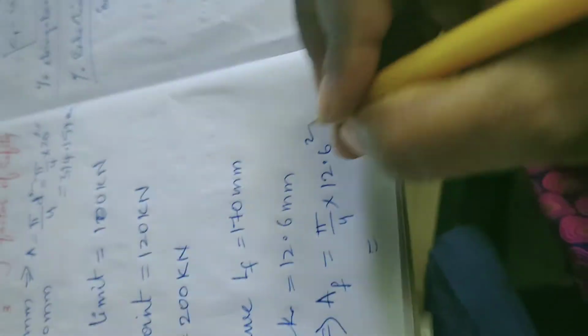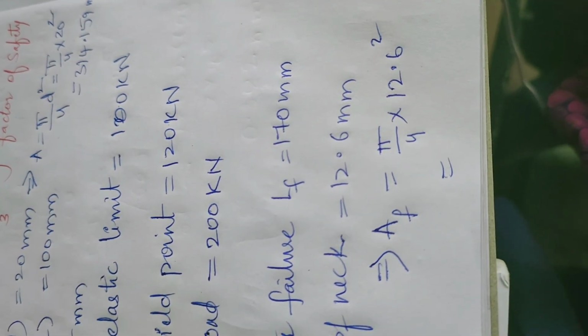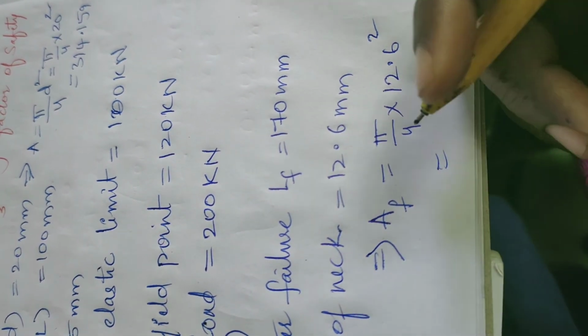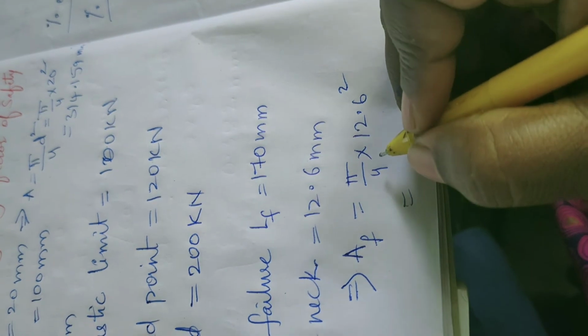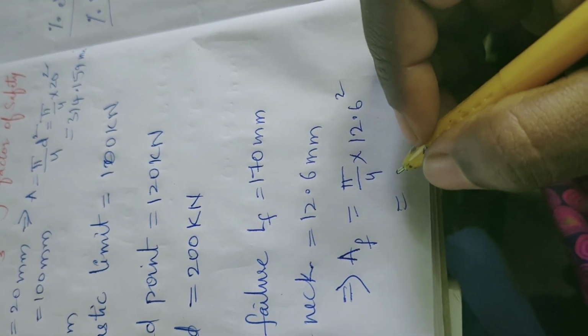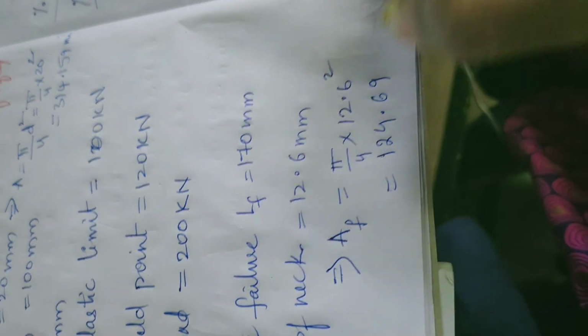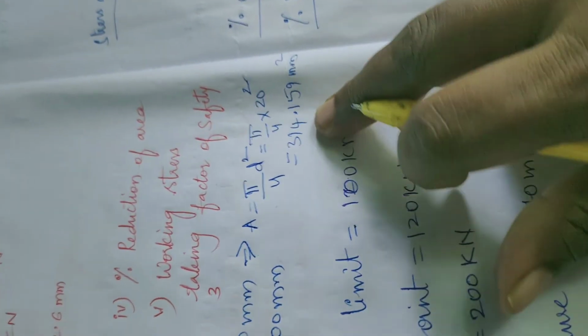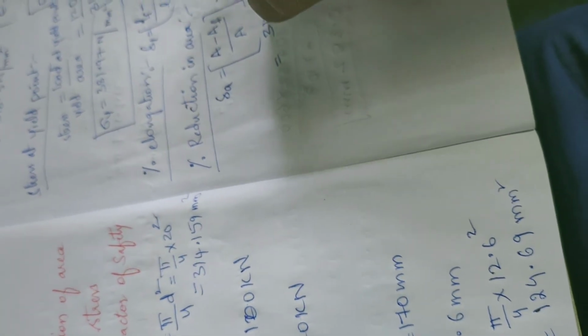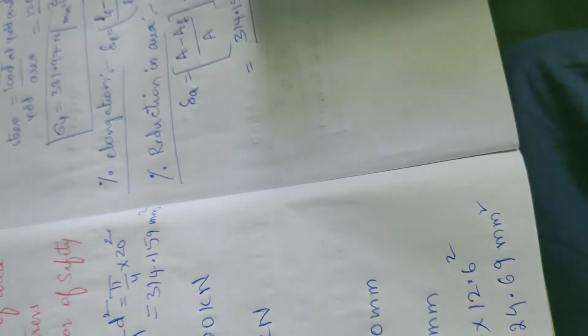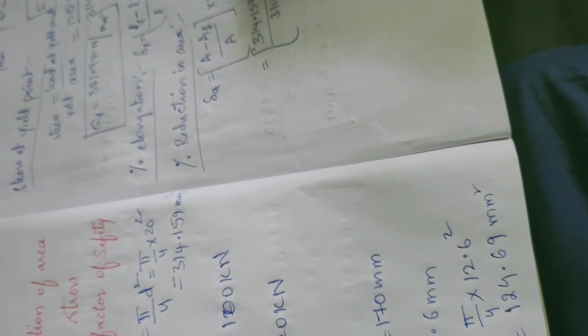So how much will I be getting? It's about 124.69 mm square. Now I'm substituting. The actual area is 314.159, so 314.159 minus area at failure, 124.69, by 314.159 into 100%.